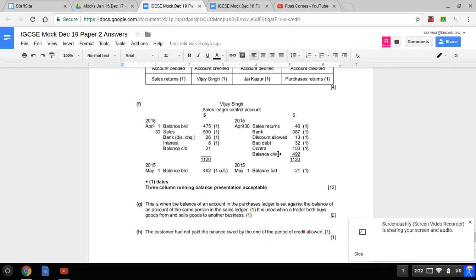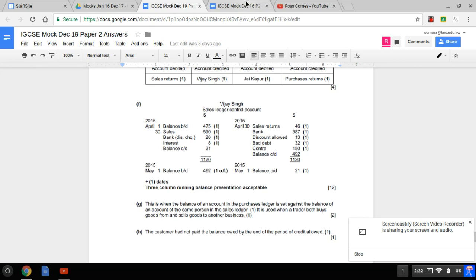The contra, where a customer is also a supplier, and therefore you write off part of the debt that one owes the other, and then just one of either Vijay or his customer would send the balancing amount as a cheque. That goes on the credit side because in the sales ledger control account, we're reducing the amount of money owed. And the interest is a debit entry because it's interest received by Vijay Singh. So he'd credit his interest received account because it's an income. He would debit the customer, and it increases the amount of money he's going to be owed.